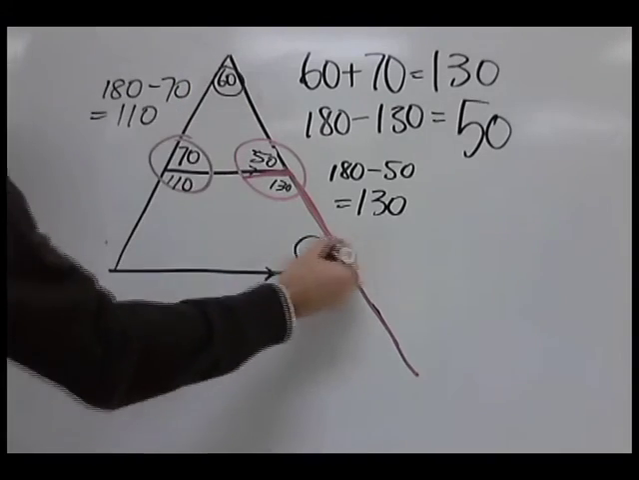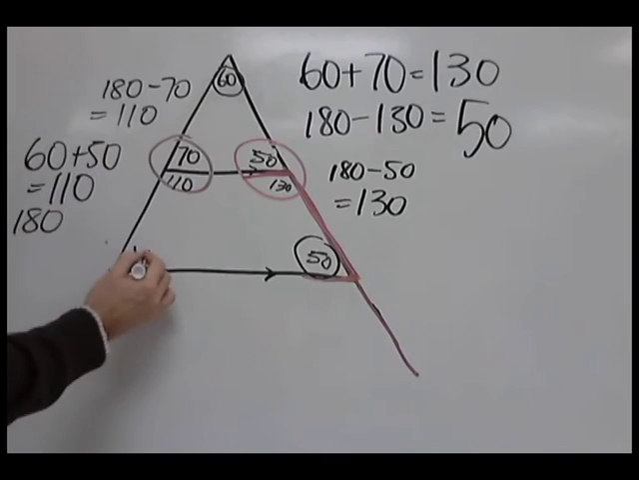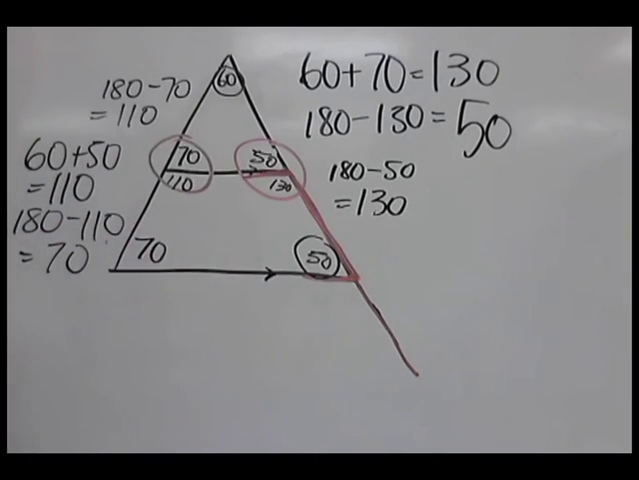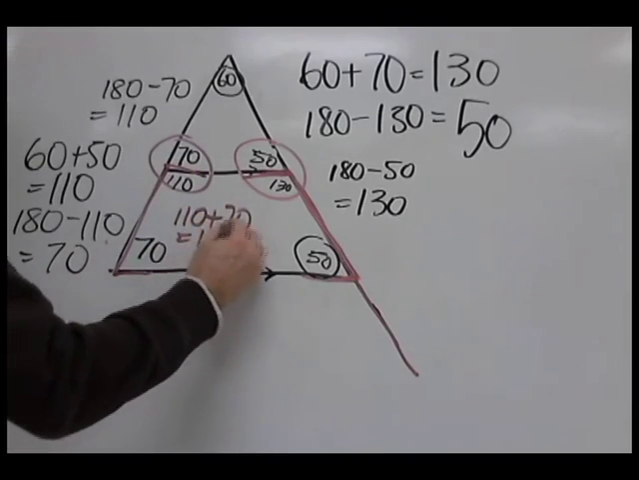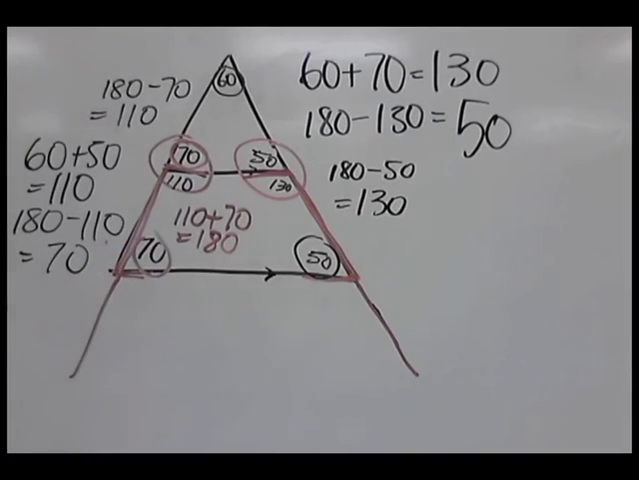Finally, we have the big triangle. We have a 60 at the top, a 50 at the bottom. Therefore, 60 plus 50, 110. The remaining must be 70 degrees. And as Azar always says, we can check our answer. Here's interior angles, 110 plus 70. It does equal 180. And then we also got corresponding. Booyah!